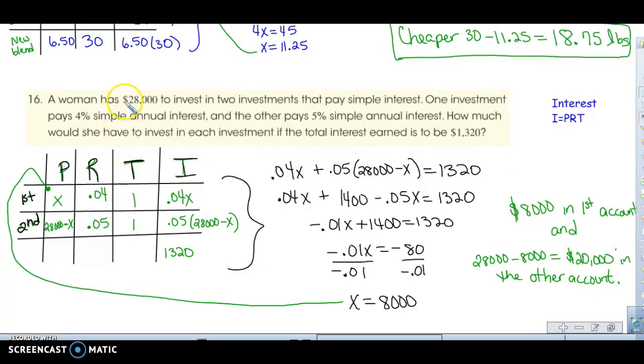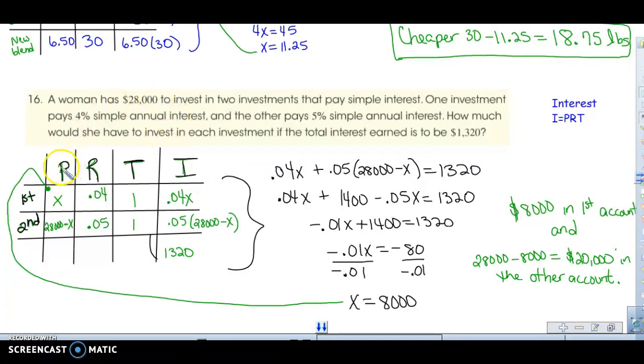This person had $28,000 to invest in 2 investments. One of them paid 4% and the other 5%. How much would she have to invest in each one if she wanted the total interest to be $1,320? So again, I like to use a chart for the interest problems to organize the information, and then my equation again will come from the final column.